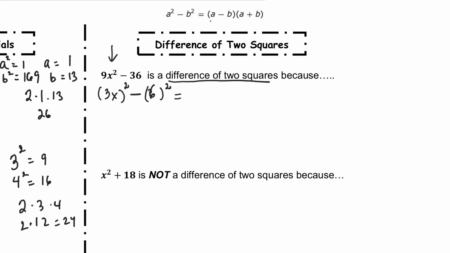So if you follow the formula, this value is a, so it's 3x minus b, b is 6. The first is going to be 3x, which is a, plus 6.